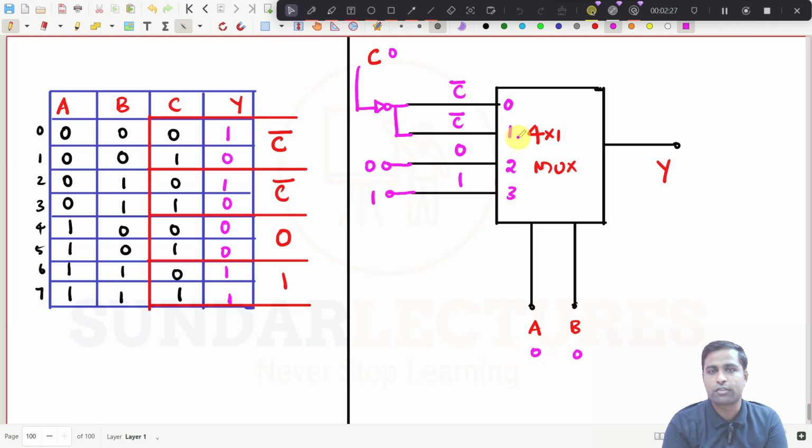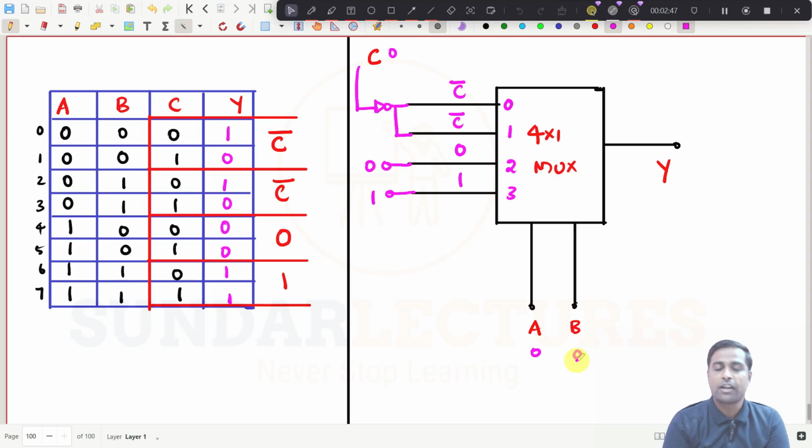So if I give 0, 0, obviously this 0 can be connected to the output. That is the default. But what is the input given to this one? The C is 0 here. So this C will be inverted, and this will become 1 here. So that one will be connected to the output. Try to understand.